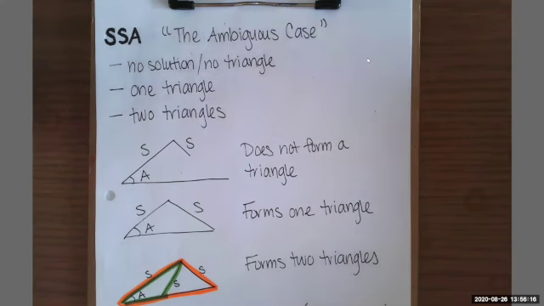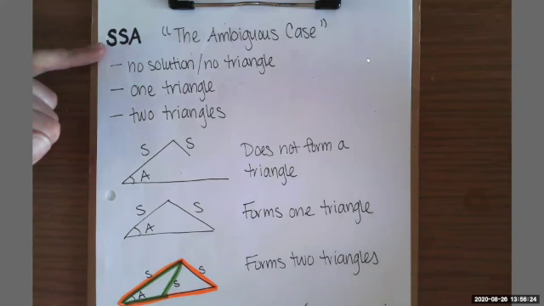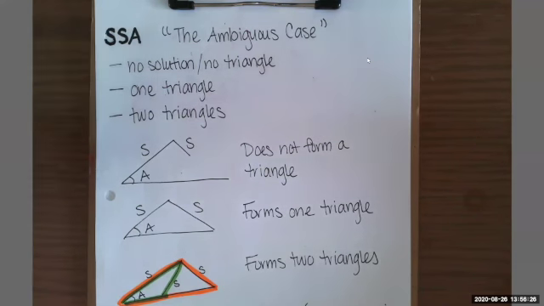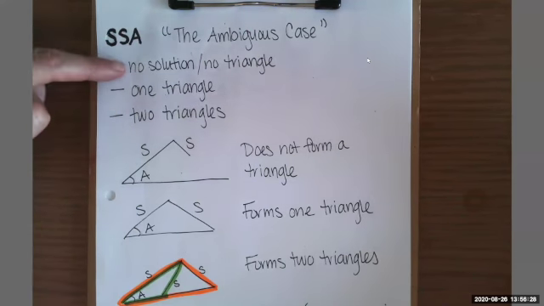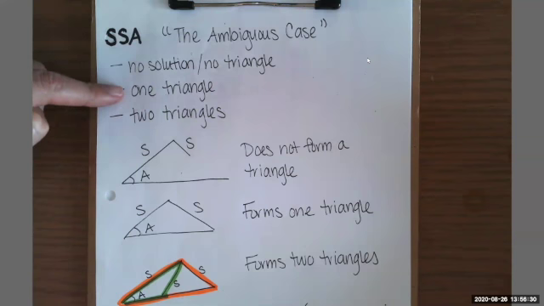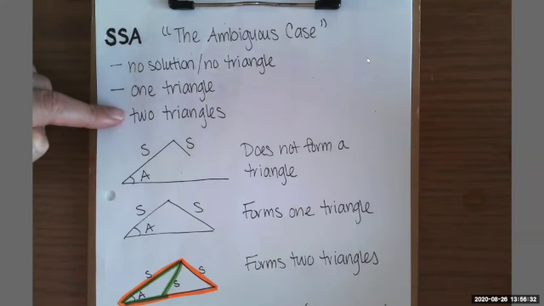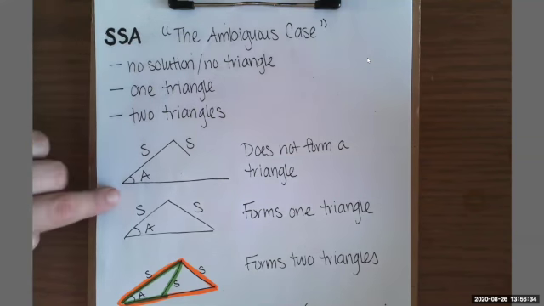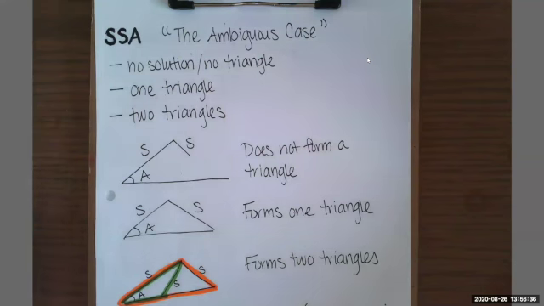Every other problem for all of section 8.1, 8.2, 8.3, you will get exactly one answer and you will always get an answer. This is the only case where you might not get an answer. So the 3 possible outcomes are no solution, no triangle, 1 triangle, or 2 triangles. I have pictures here showing what the different outcomes look like.